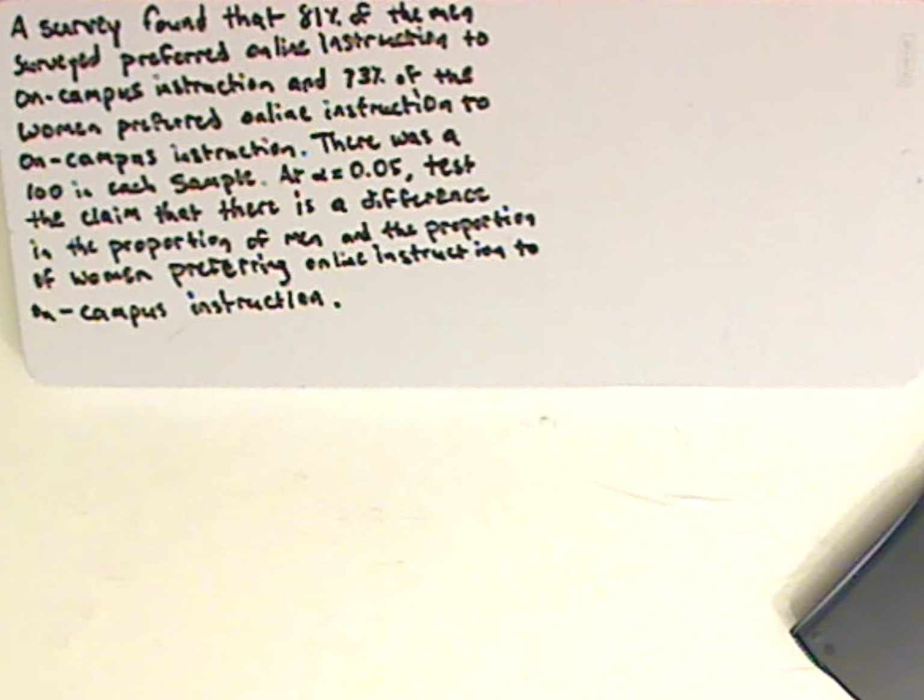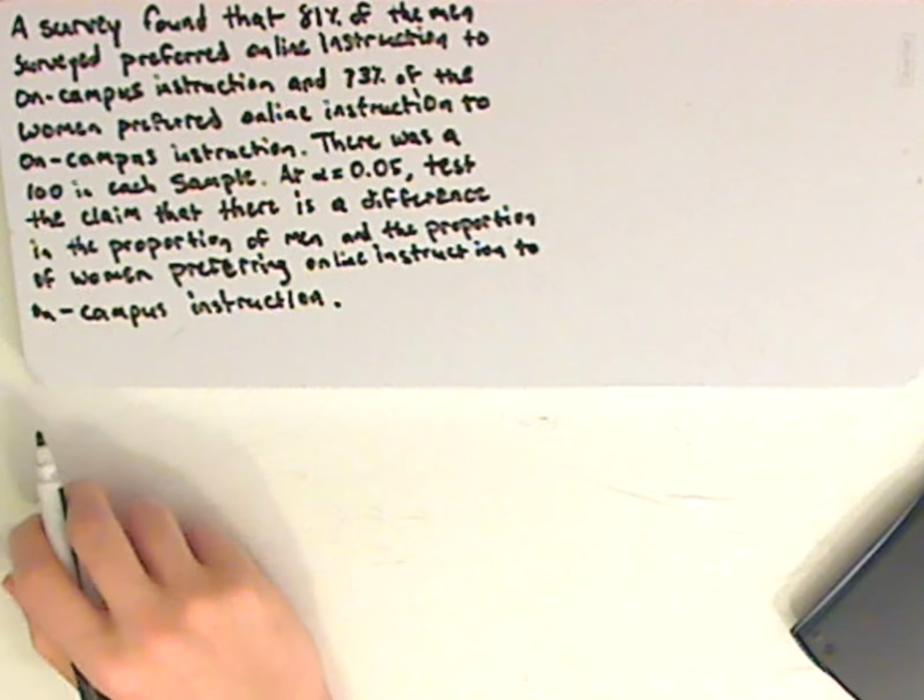Let me read the problem to you. A survey found that 81% of the men surveyed preferred online instruction to on-campus instruction, and 73% of the women preferred online instruction to on-campus instruction. There was 100 in each sample. At alpha equaling 0.05, and that's its significance level, test the claim that there is a difference in the proportion of men and the proportion of women preferring online instruction to on-campus instruction. So pause the video and see if you can try to do this one on your own.